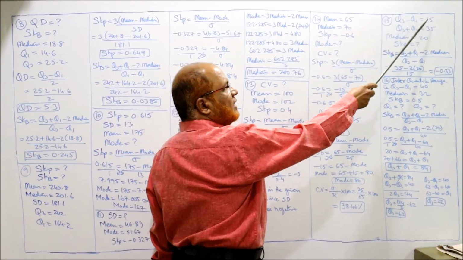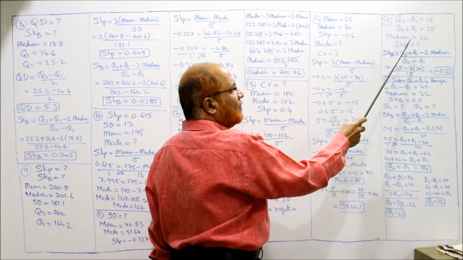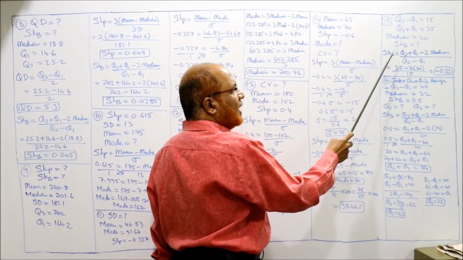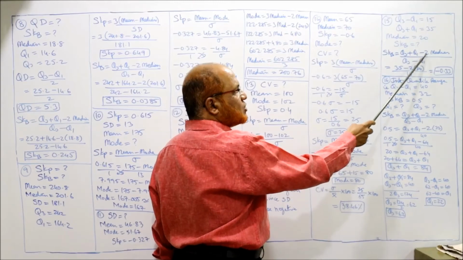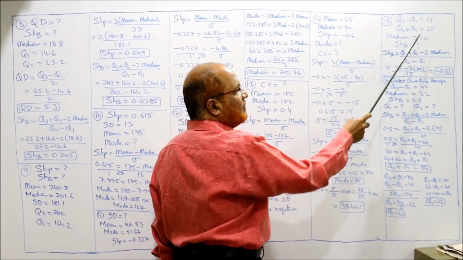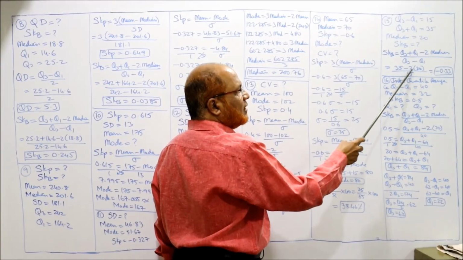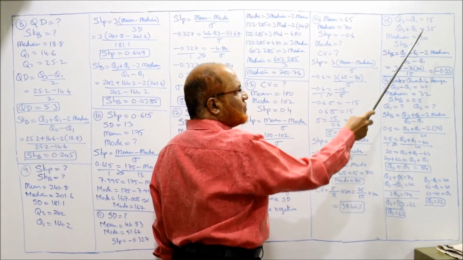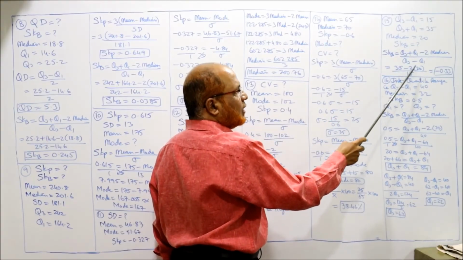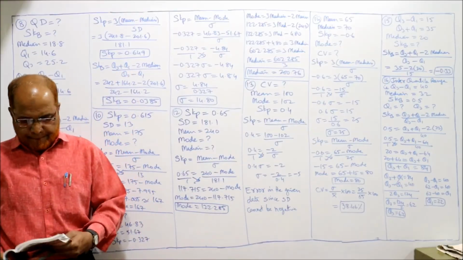Q3 minus Q1, difference 15. Q3 plus Q1, sum 35, median 20. Find out SKB. SKB is equal to Q3 plus Q1 minus 2 median divided by Q3 minus Q1. Q3 plus Q1 is given as 35, minus 2 median, divided by Q3 minus Q1, which is 15. Denominator 15. So ultimately SKB is minus 0.33.